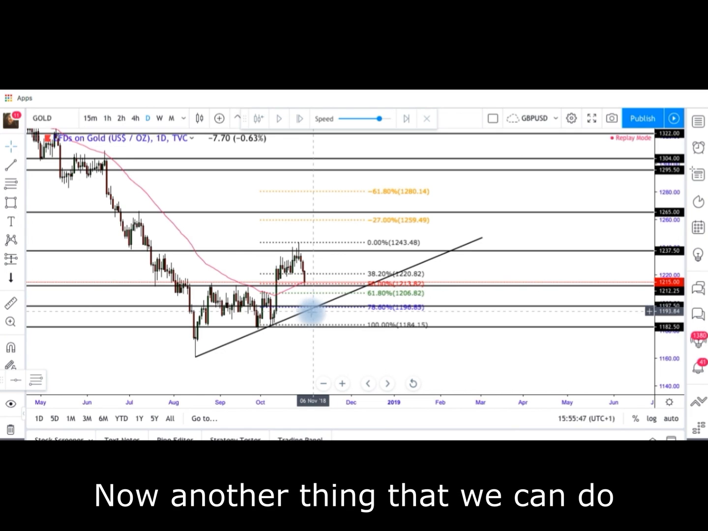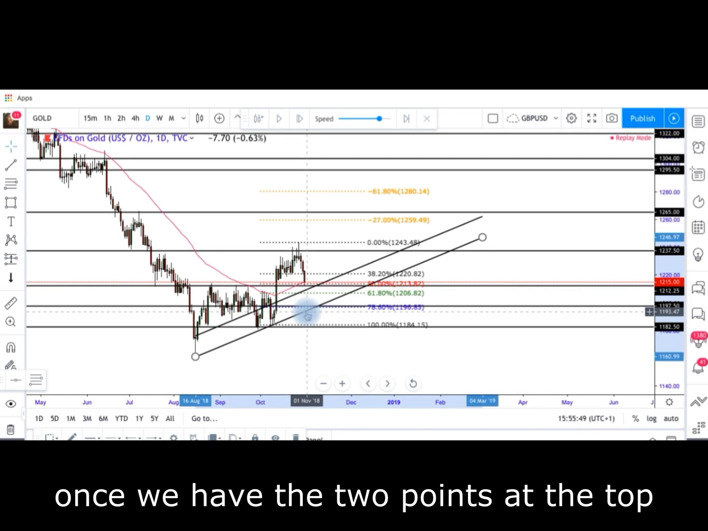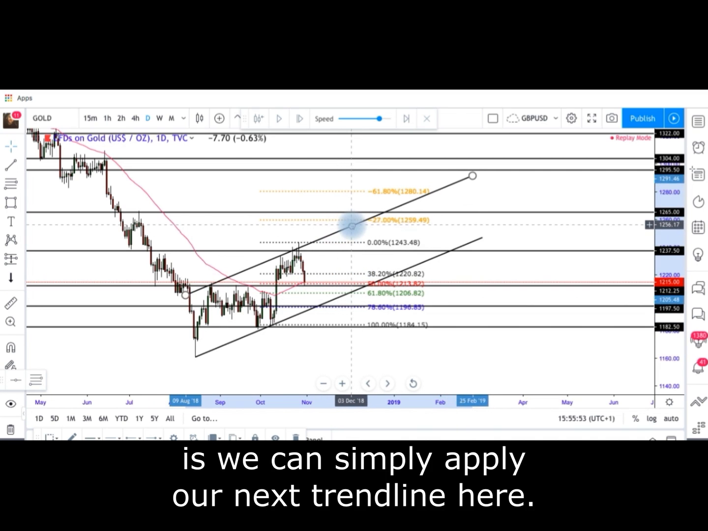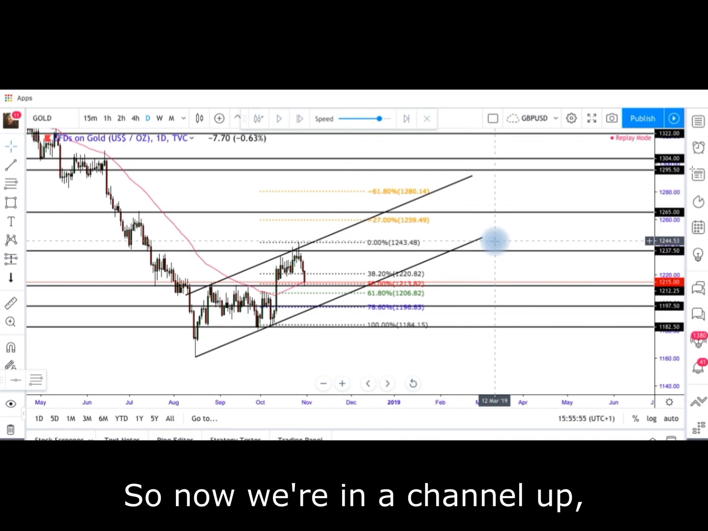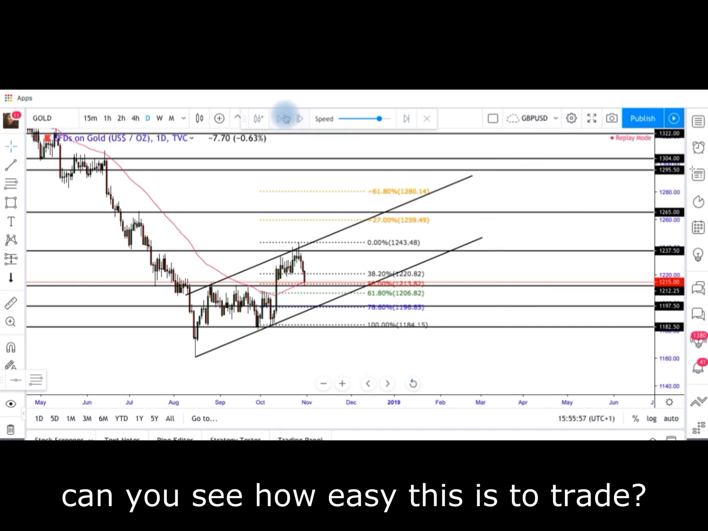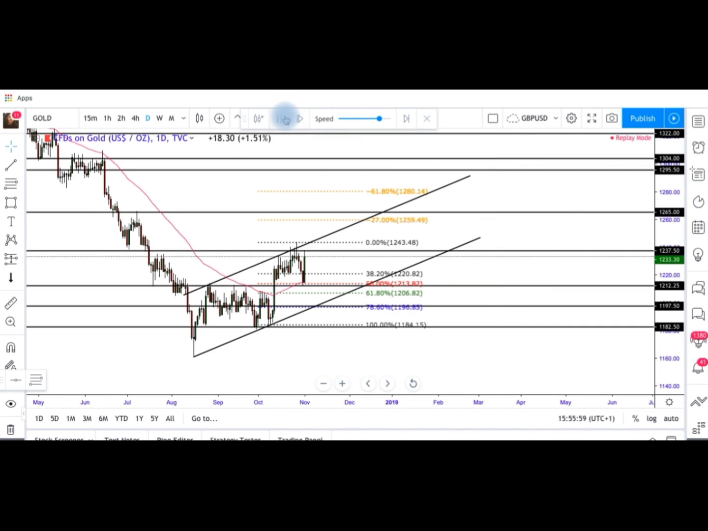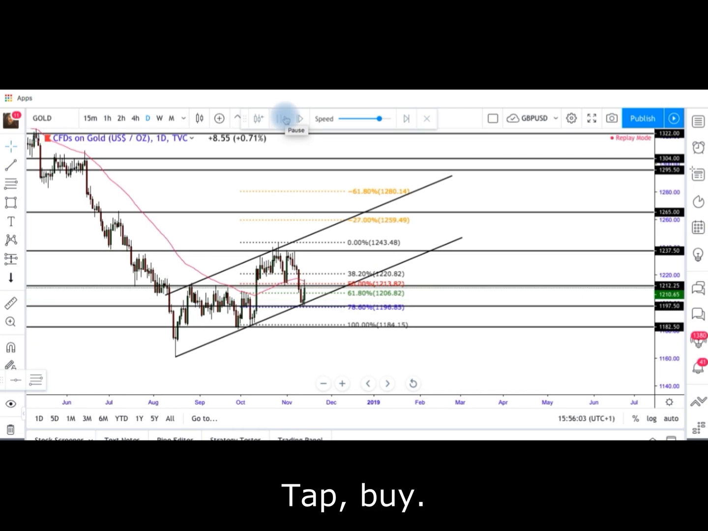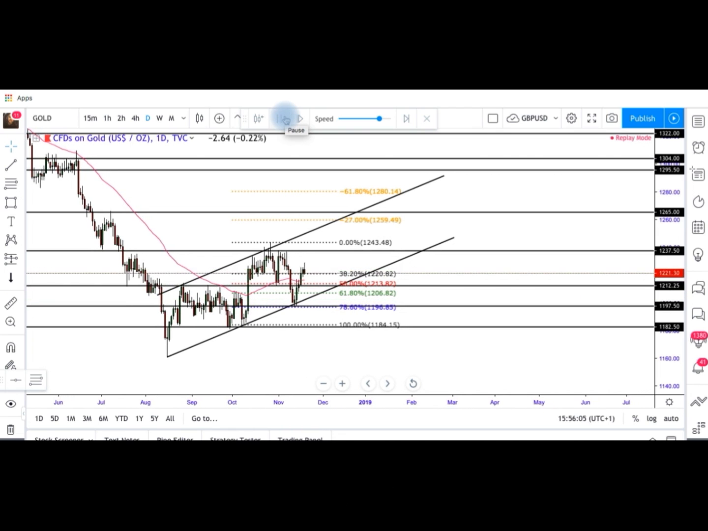Okay? Now another thing that we can do once we have the 2 points at the top is we can simply apply our next trend line here. So now we're in a channel up. Can you see how easy this is to trade? Tap, buy.